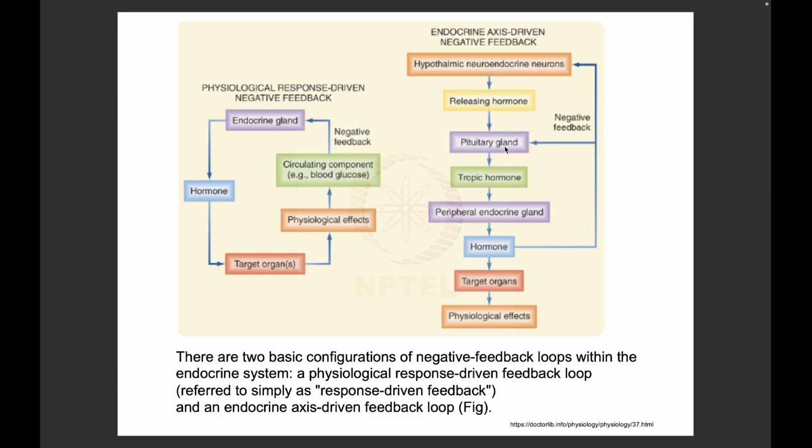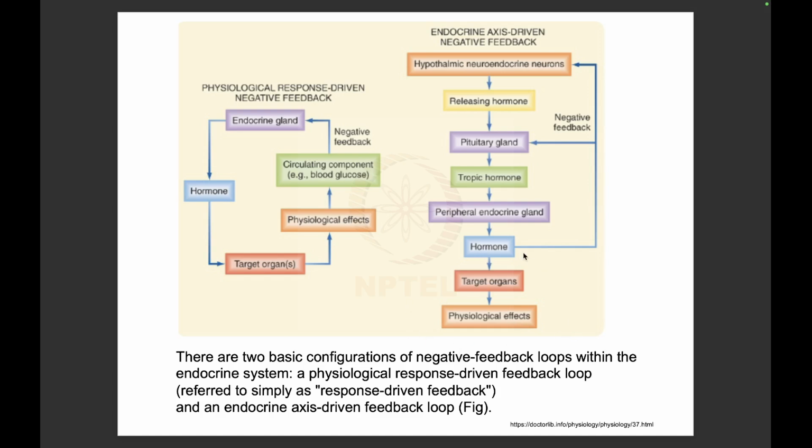Okay, and this trophic hormone acts on the peripheral endocrine glands. For example, it acts on the adrenal gland or some other glands. So the pituitary gland releases some trophic hormone, and those trophic hormones act on the peripheral endocrine glands, and that will release the main hormone. So when this hormone's concentration increases, it will work on the target organs, and then it will have the physiological effects.